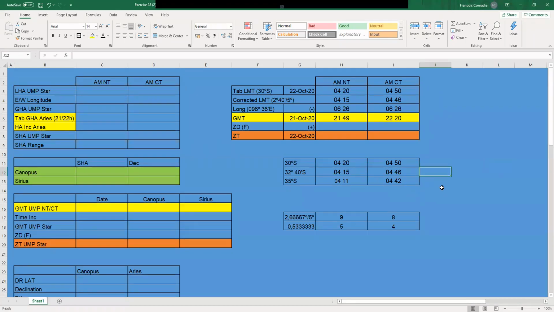Okay, so this gives us an approximate GMT. Now from there, we need to apply a zone difference. At that longitude, the zone would be zone Foxtrot, zone F, which means we're going to add again, going back east. We're adding 6 hours, and that will of course take us back to the 22nd again. It's going to give you 0349 and 0420.